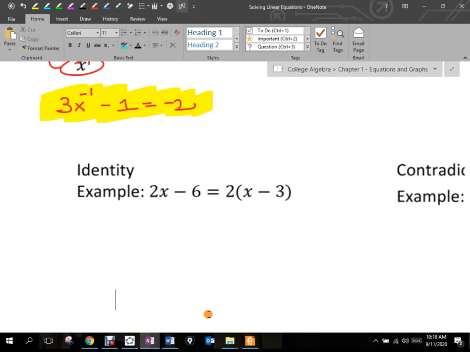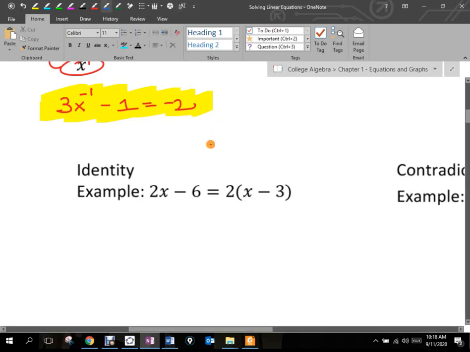This one here, go through the algebra real quick. What would you guys do first if you're going to solve this thing for x? I heard distribute the 2. That's perfectly fine. So I distribute the 2, and I'm going to get 2x minus 6 equals 2x minus 6.